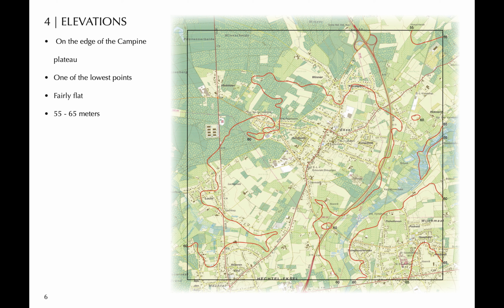As mentioned earlier, the pixel is located on the edge of and on one of the lowest points of the Campine Plateau. There are also few height differences in the landscape, making it a fairly flat area. The heights fluctuate between 55 and 65 meters above sea level.